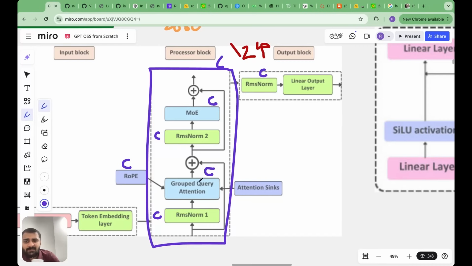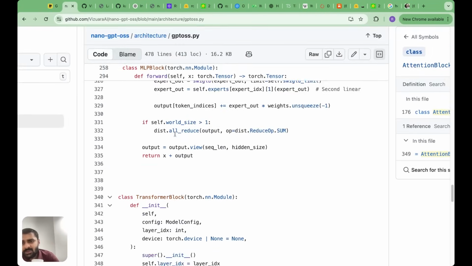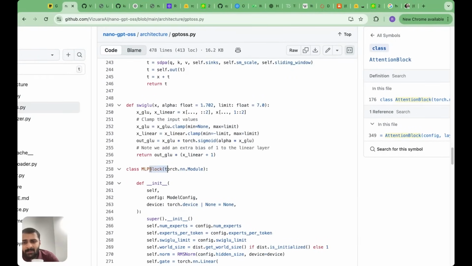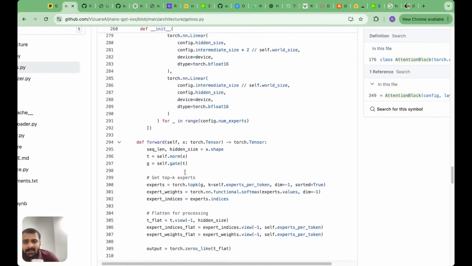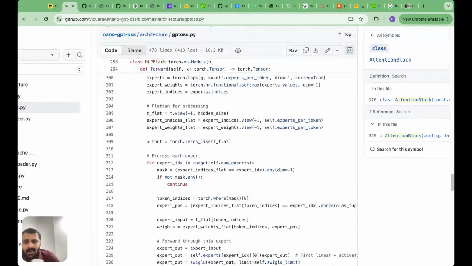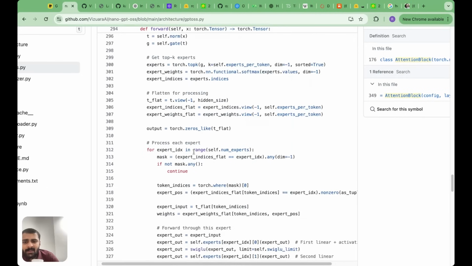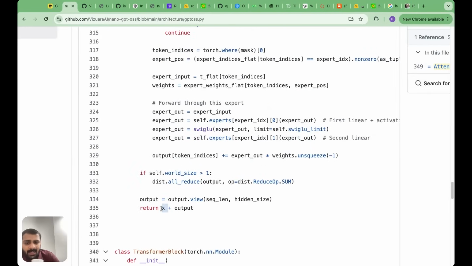So it has the class for attention and MLP. You might be thinking, what about the RMS norms and the shortcut connection? Those are actually implemented in those classes themselves. For example, if you see the attention MLP block, you'll see that the RMS norm is implemented here itself. See, RMS norm is implemented, and then return x plus output.